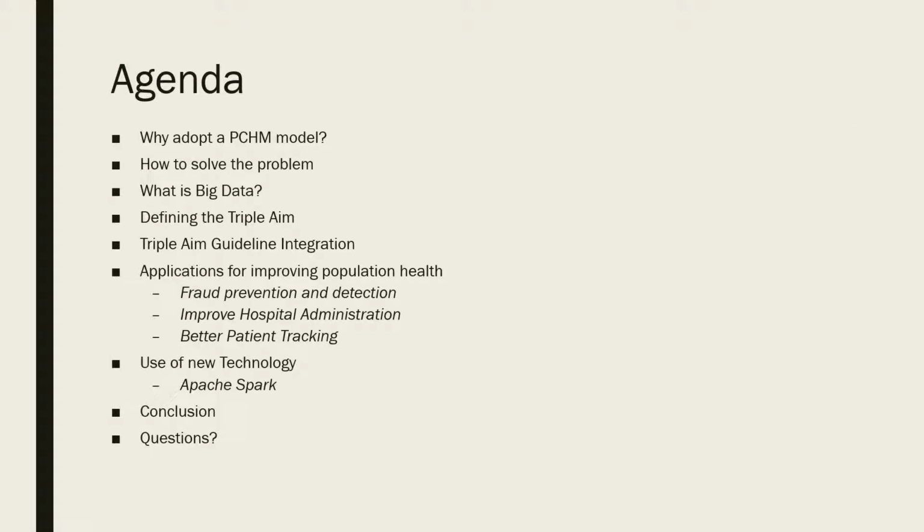Our agenda is why adopt a PCHM model, how to solve the problem or problems that we're having, what is big data, defining the triple aim guideline integration, applications for improving population health such as fraud prevention and detection, improving hospital administration, and better patient tracking. Then we'll move on to the use of new technology such as Apache Spark, which is what the hospital will be using. We'll reach our conclusion and we'll have time for questions in the end.